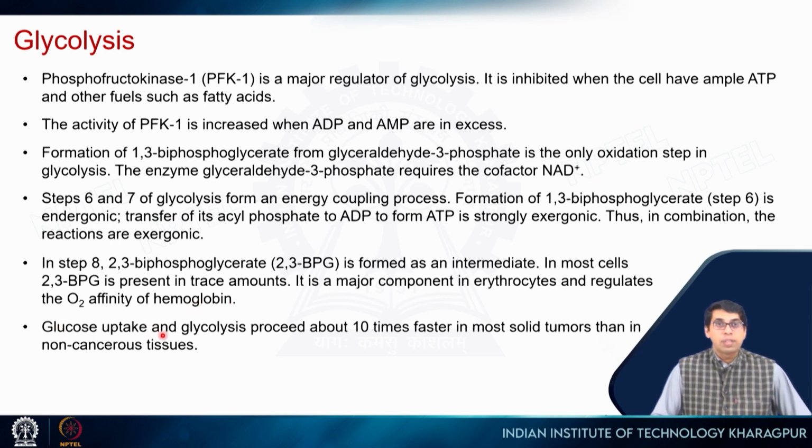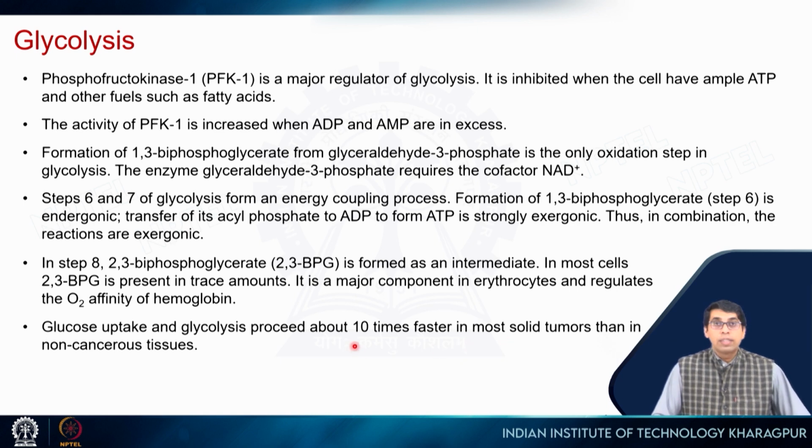Glucose uptake and glycolysis proceed almost 10 times faster in solid tumors than in non-cancerous tissues. The reason is that in a solid tumor, or in cancerous tissues, cells are dividing much faster. So they have a very high requirement for energy. But since the cells are dividing, it does not give enough time for the blood vessels to form, that is, there is not enough time for proper oxygen supply.